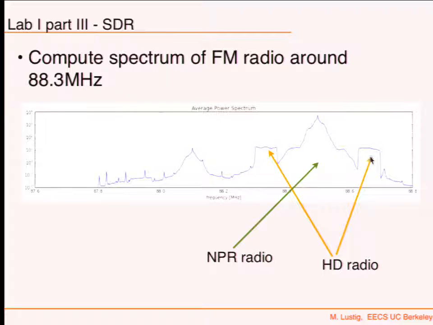But there's a weird thing that shows up on the sides, these flat bands on the sides. And those turn out to be digital radio. So they put digital radio close to the stations. They transmit the same information. But if you have a digital radio, it will actually demodulate these. If you have an analog one, it demodulates that one.